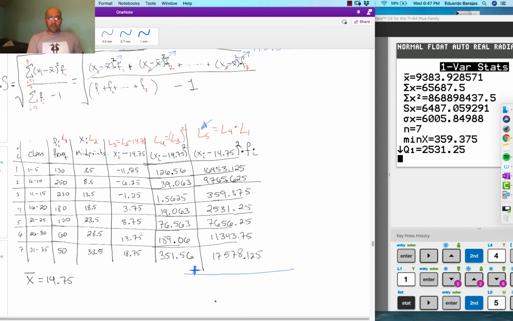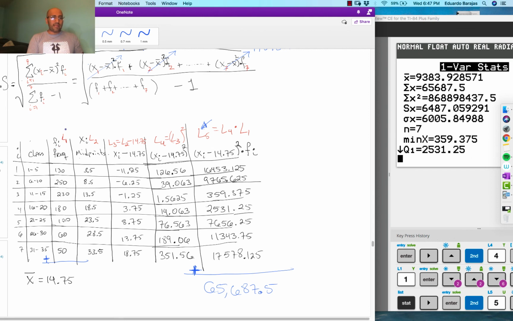So this entire grand sum total over here is 65,687.5. That's going to be that numerator we need right there. And also, I can see that I'm going to need the sum of the frequencies. The sum of the frequencies is this guy right here. So I'm going to go ahead and do that as long as I'm already here.